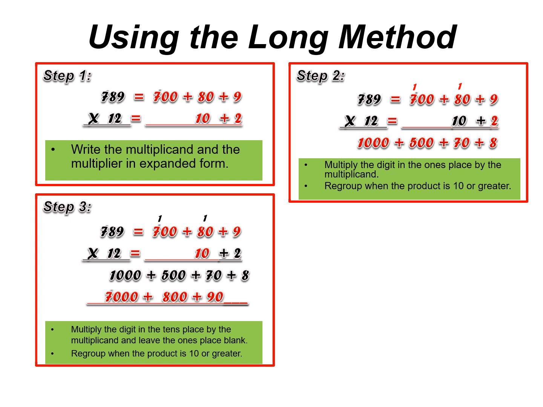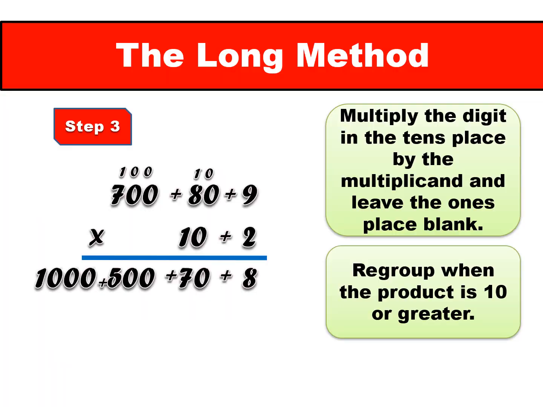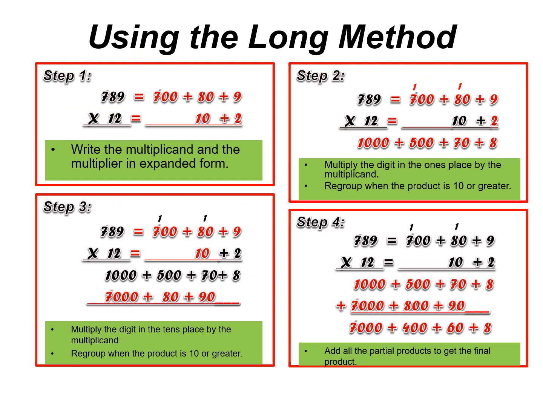Step 3. Multiply the digit in the tens place by the multiplicand and leave the ones place blank. Regroup when the product is 10 or greater. 10 multiplied by 9 is 90. 10 multiplied by 80 is 800. 10 multiplied by 700 is 7,000. Step 4. Add all the partial products to get the final product.